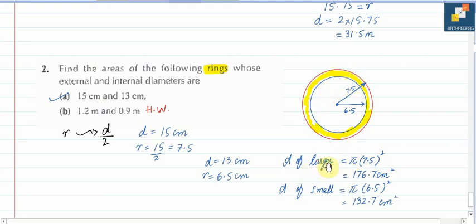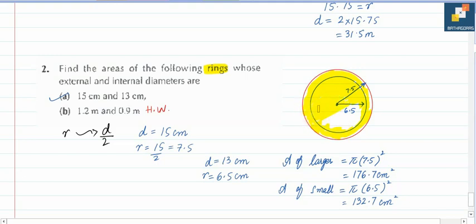Now look at the diagram. When you find the larger circle, that means you have found this whole shape, right? And when you find the smaller circle, it's just the inner part. If I need to shade it, let's suppose that this whole thing is the area of the larger circle.